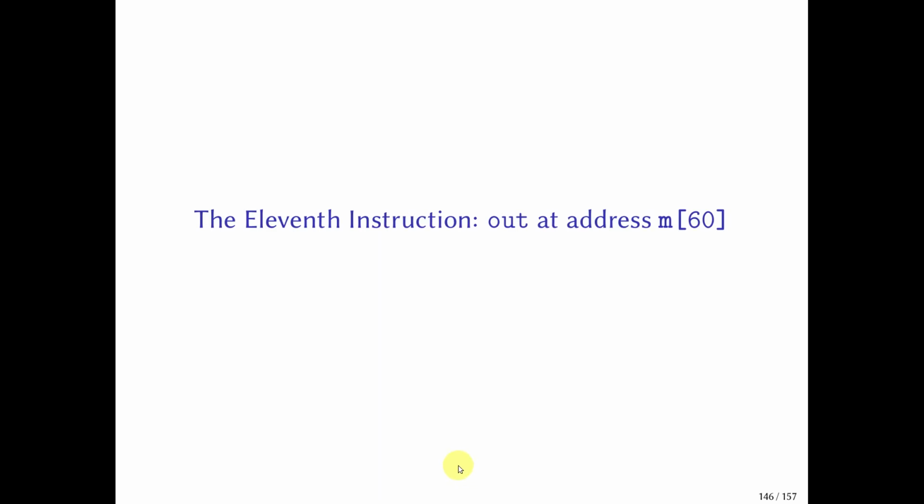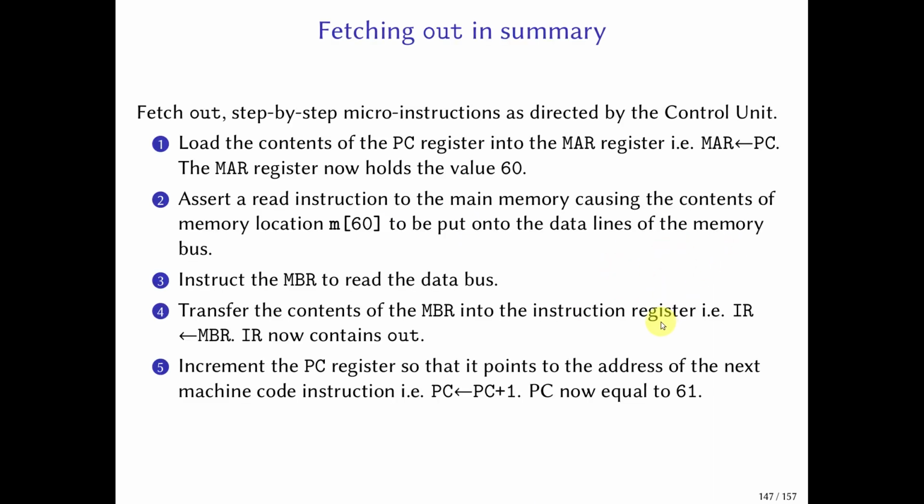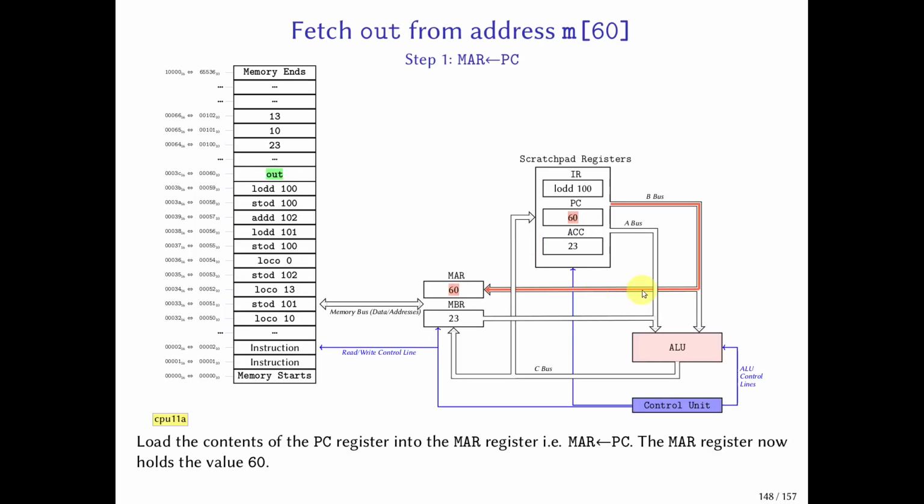Okay, so our final instruction is a pretend machine code instruction, which I've labelled as out. It's the last of our machine code instructions that make up our simple program. It's stored at address 60, and basically it has the same fetch phase as the other 10 machine code instructions that we've looked at. So our PC register value now is 60, and we go through the same sequence of steps that we've done before.